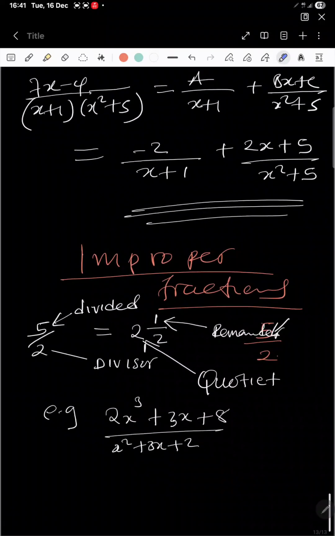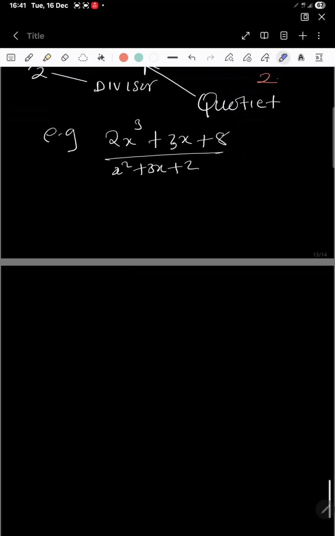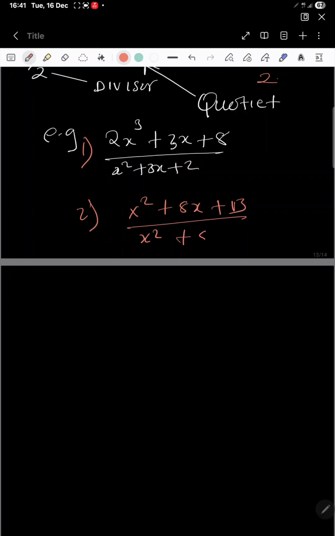All right, so now how do we do that? An example is, okay, let me just trace another example. So we have number 1, number 2. We can also have x squared plus 8x plus 13 over x squared plus 5x minus 6. Now in this case, you see that the powers up and down are the same.